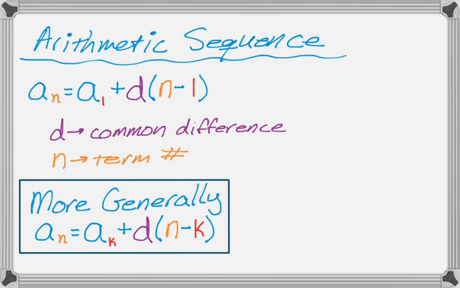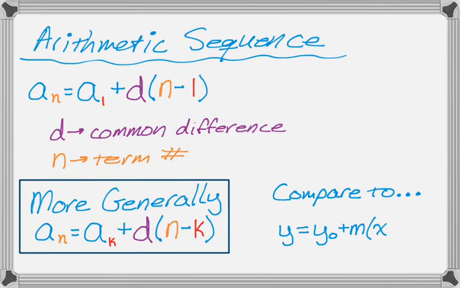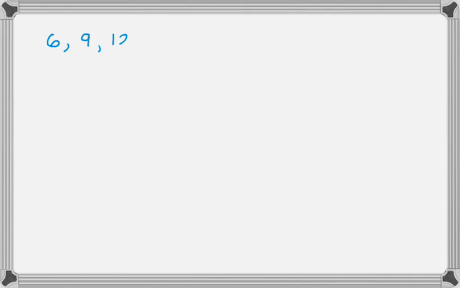What I want you to do right now is compare this in your mind to something you already know, and that is the point-slope form of a line, which you might know as y minus y0 equals m times the quantity x minus x0. I've rewritten it, moving the y0 over, just so they look really similar, and we're going to find out they behave very, very similarly. So let's take a look at an example of an arithmetic sequence, just to make sure you can figure out what's going on.